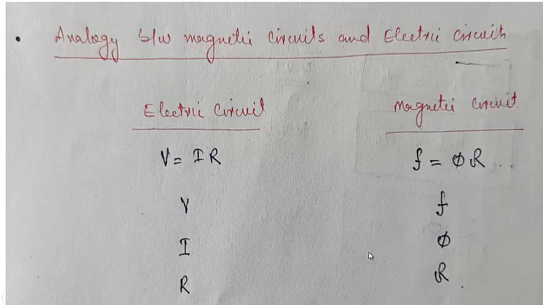Now, just to describe the analogy between magnetic circuit and electrical circuit. In electric circuit, V is equal to IR. We can say this is the Ohm's law for the electric circuit.